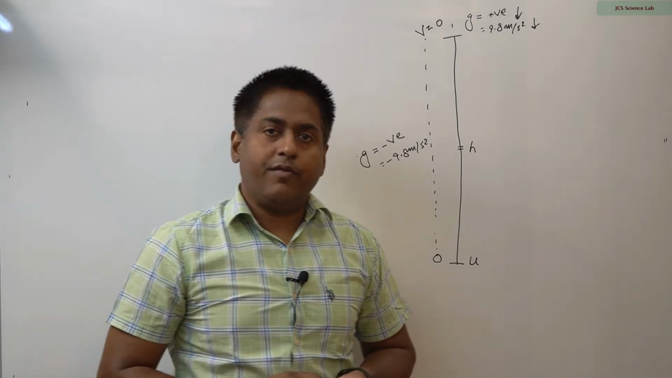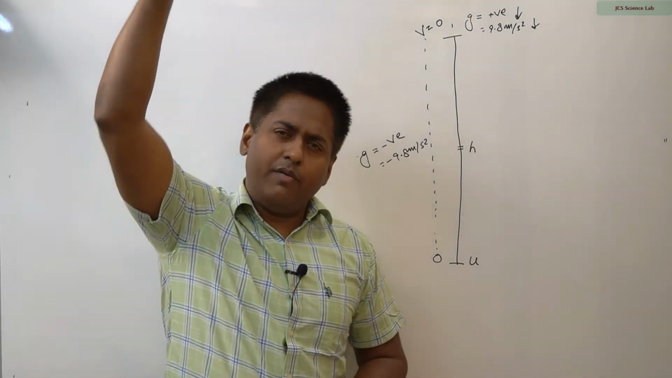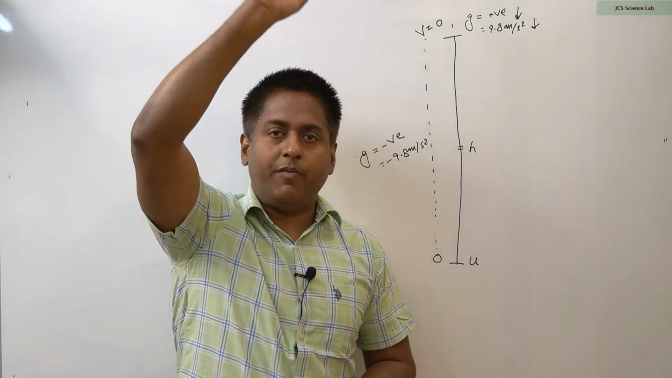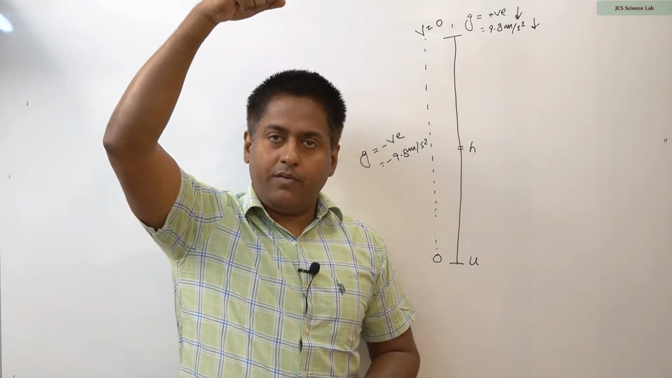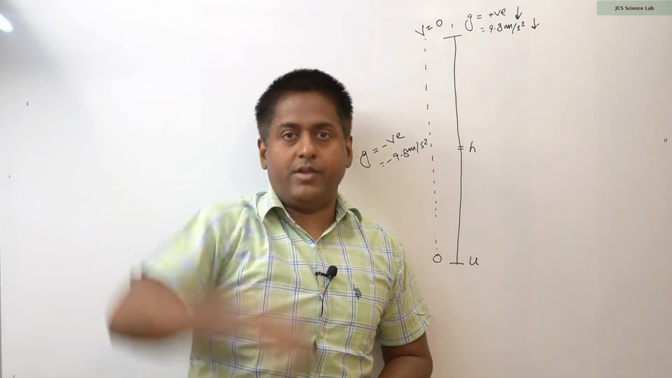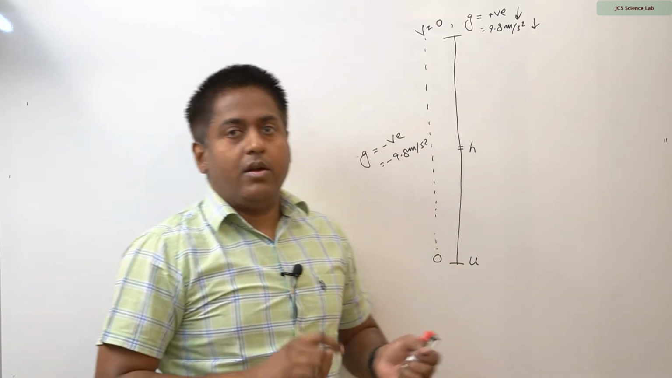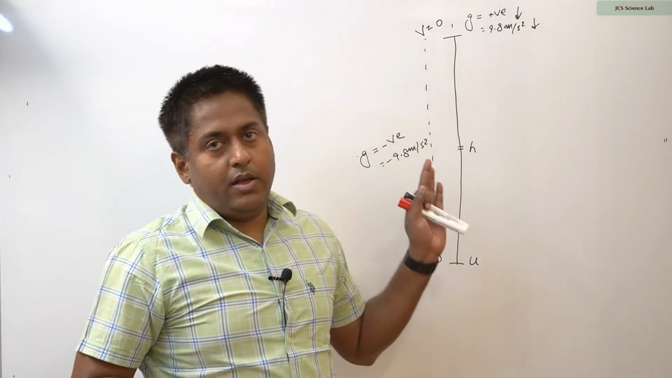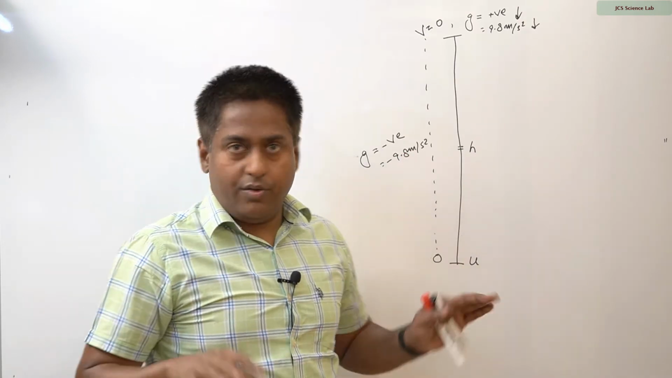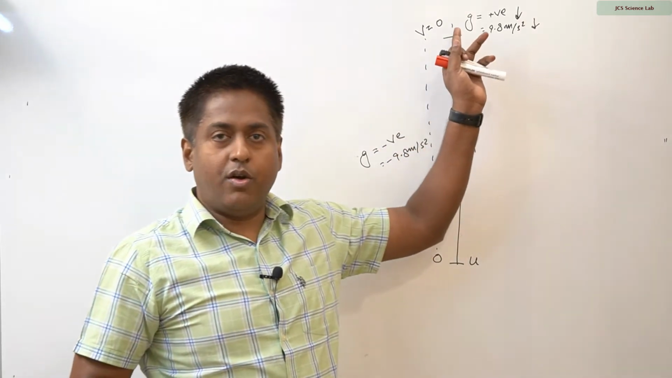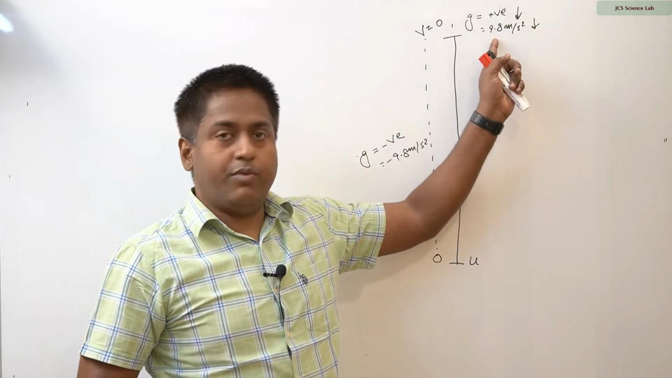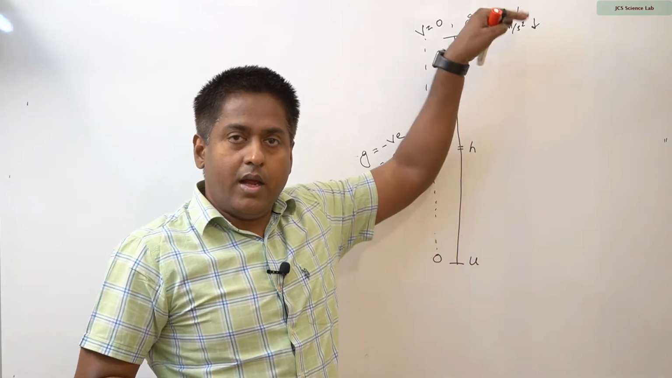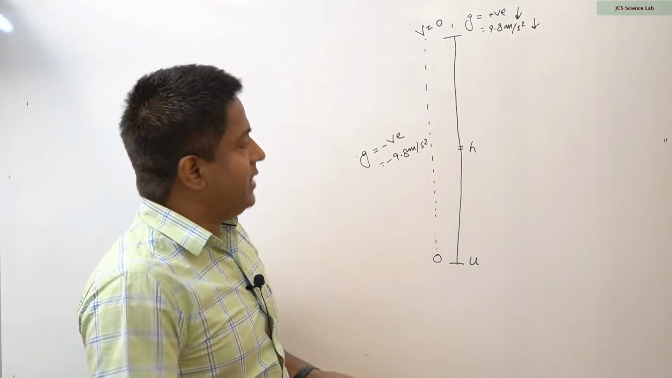The direction of acceleration due to gravity is always downward, whether the object moves upward or downward or is at the highest position. And on the surface of the earth, its value is not zero. Even at the highest position, the object stops for a moment, but acceleration due to gravity is 9.8 meter per second square in downward direction. Now the object starts falling.